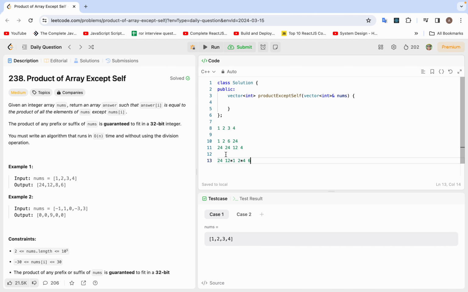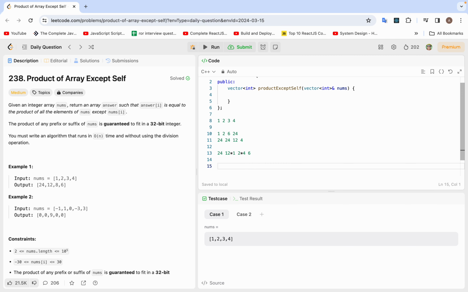Why are we seeing its previous and next? Because we don't need to include the particular element, as written, except nums[i]. So here is how we found the answer, but the time complexity will be O(n) and the space complexity will be O(2n), because we are using two extra arrays.